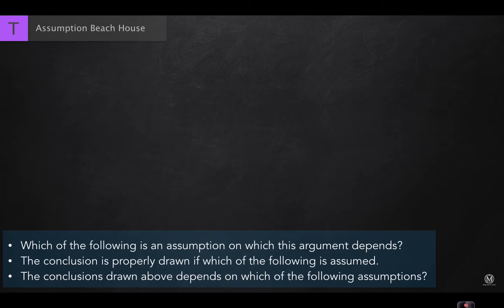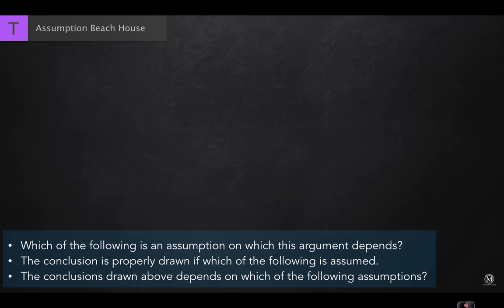We read that question first and we identify it as an assumption question, something like, which of the following is an assumption on which the argument depends? The conclusion is properly drawn if which of the following is assumed. So a lot of times when first starting out, students think to themselves, okay, I just need to find an assumption. That's what I need to find here. But that's not what the question is asking us.